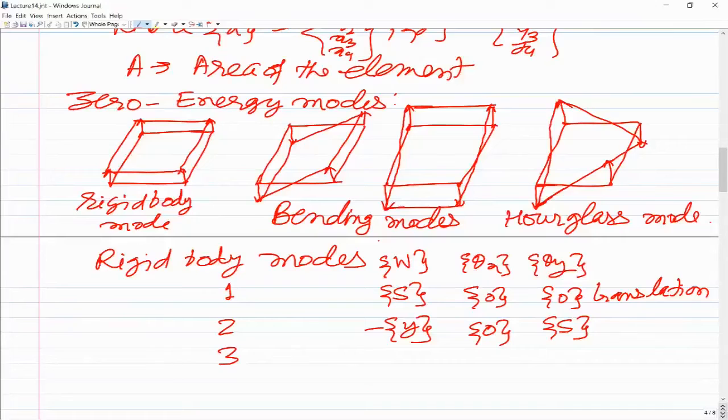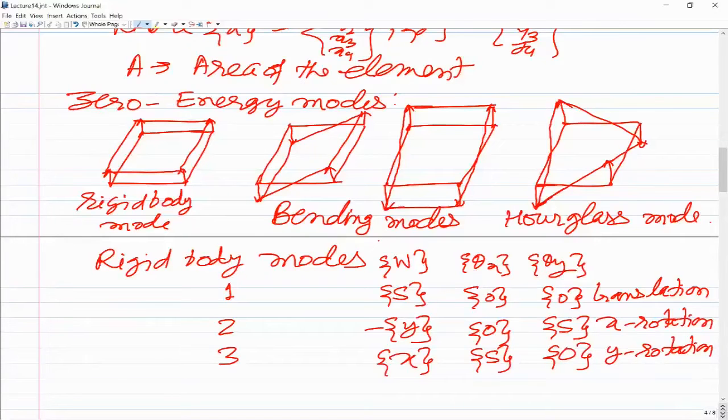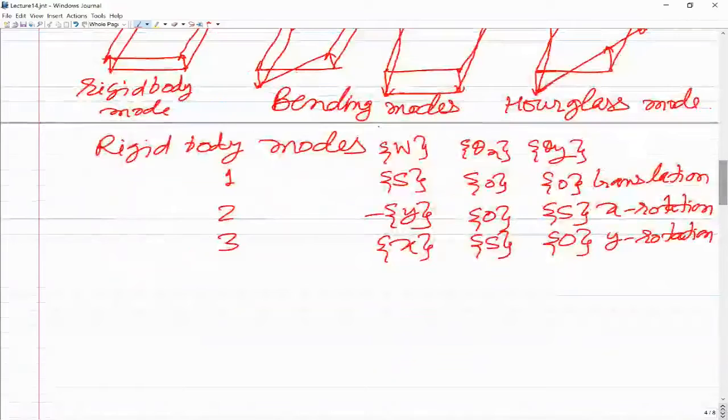So you will have this w as minus y. And then if you look at the rotation about the y axis, which is theta x, that is s. So all the four nodes have the same value of rotation. The rotation about the y axis would be 0, and then this will be x. The w in this mode would be proportional to x. So this is x rotation about the x axis, and this is y rotation. So these are the rigid body modes, and these should be there. When the element is free, these modes should be there.